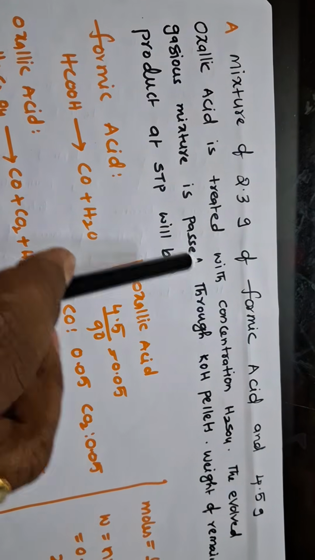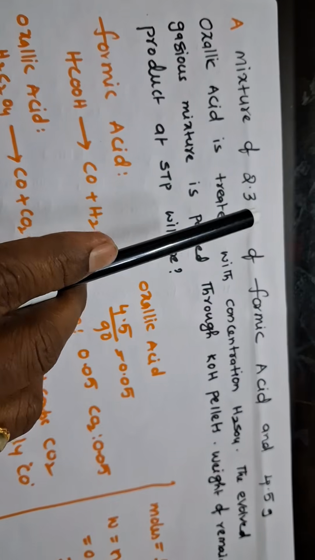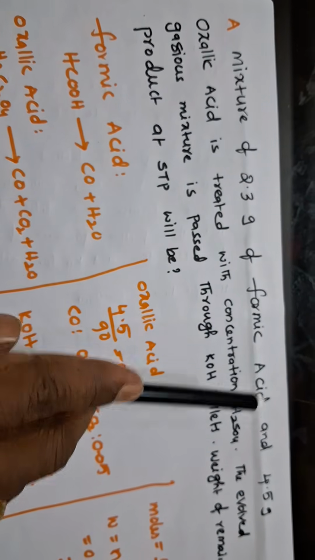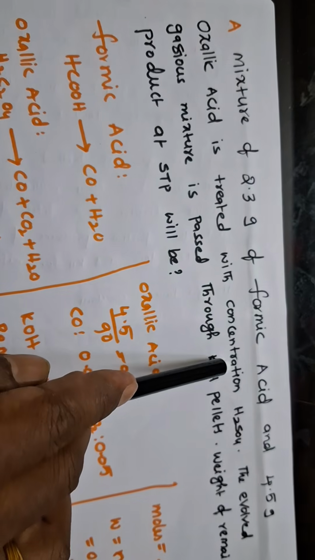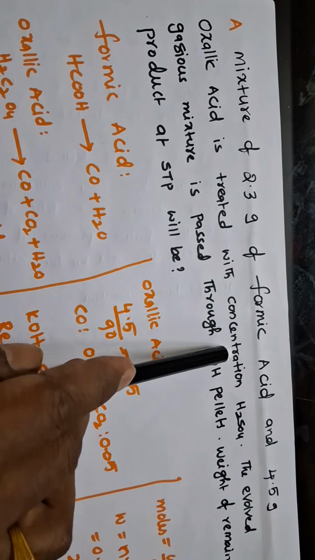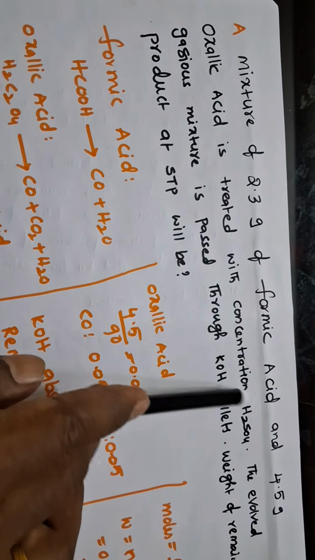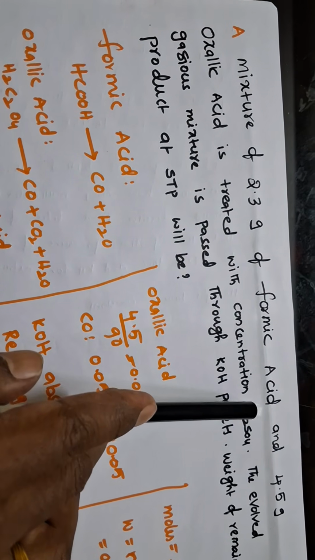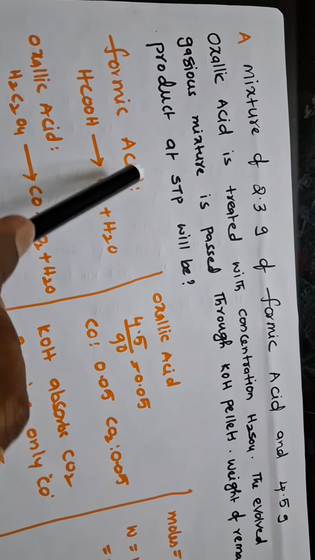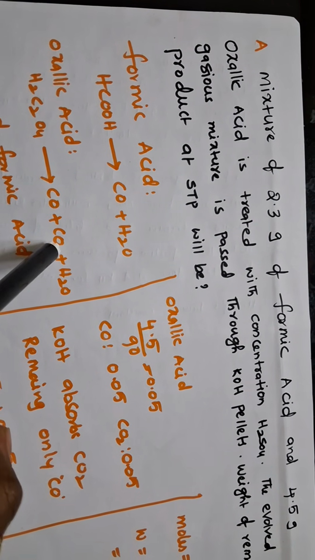Means in this question what they are asking, let me explain this question first. There are two compounds, formic acid and oxalic acid. These two compounds are reacted with concentrated H2SO4, means they are heating these two compounds in concentrated H2SO4. In presence of concentrated H2SO4, formic acid will release only carbon monoxide. Oxalic acid will release carbon monoxide as well as carbon dioxide.